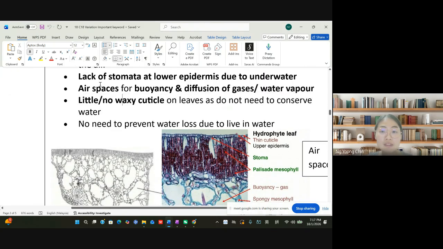Okay, airspace not only for buoyancy, right? But airspace also has a second function, which is to allow for the diffusion of gas and water vapors. They allow the exchange of gas, which is allowing carbon dioxide to diffuse inside and oxygen to be released out. And they can also help to release water vapors. So they are not required to conserve water, so that's why they have less or no wax cuticle.